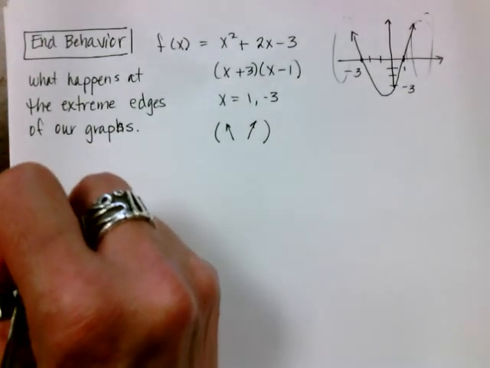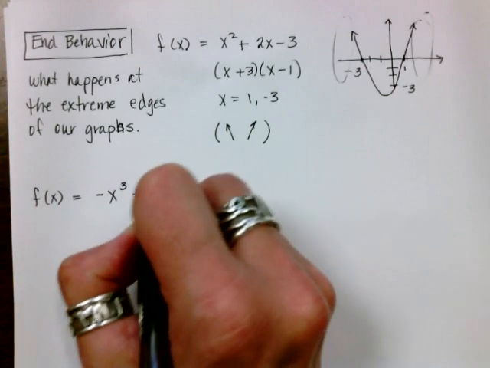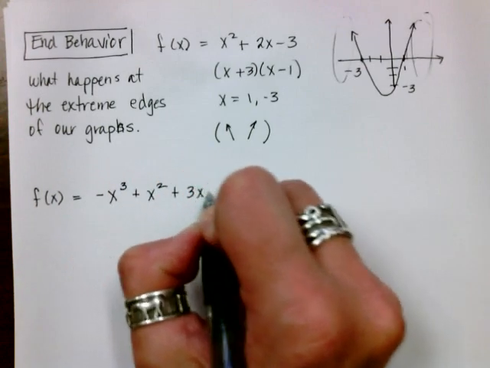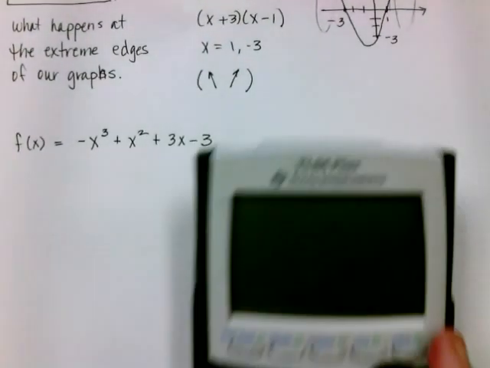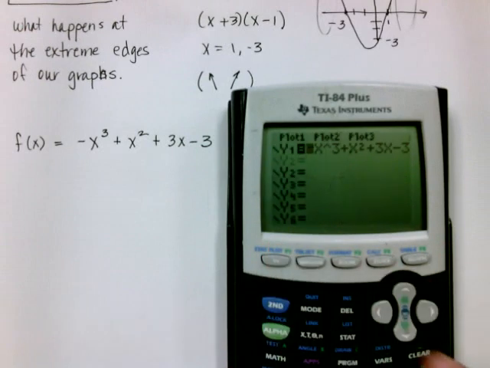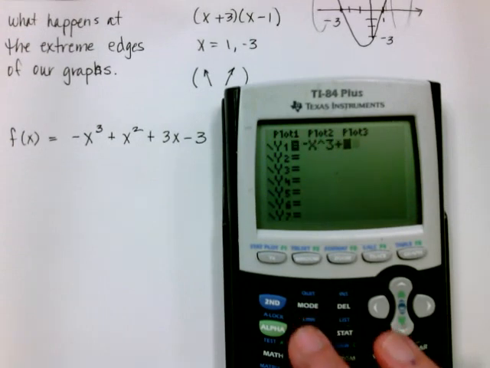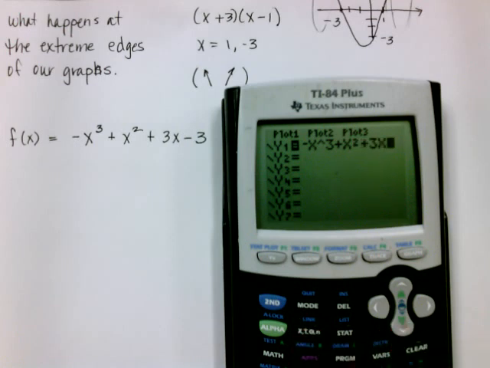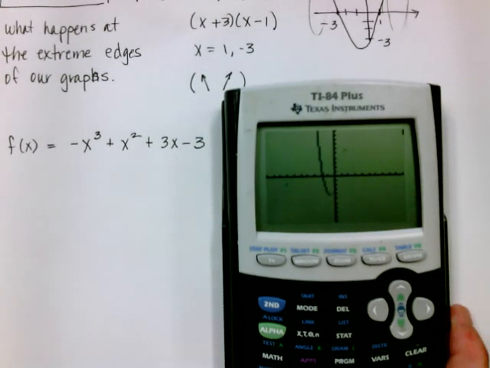So let's say I have a different function, and I have one that is negative x cubed plus x squared plus 3x minus 3. And we haven't talked about graphing these yet, so I'm going to bring in my trusty dusty calculator. I'm going to clear what's there, and I'm going to put in my equation. So I have negative x cubed plus x squared plus 3x minus 3, and I'm going to do a zoom 6. Okay? And that graph looks pretty cool.